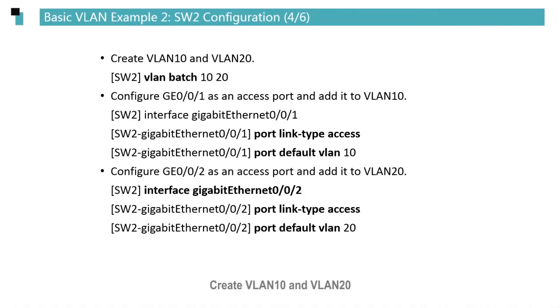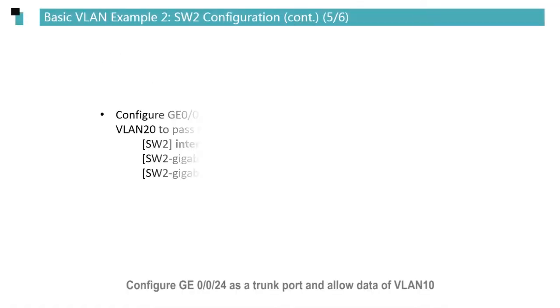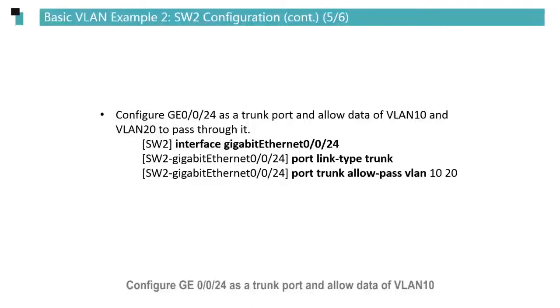Create VLAN 10 and VLAN 20. Configure GE0/0/1 as an access port and add it to VLAN 10. Configure GE0/0/2 as an access port and add it to VLAN 20. Configure GE0/0/24 as a trunk port and allow data of VLAN 10 and VLAN 20 to pass through it.